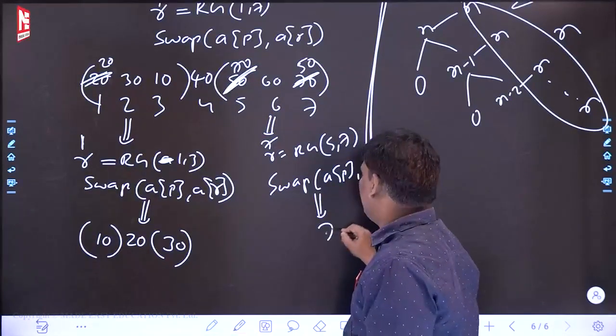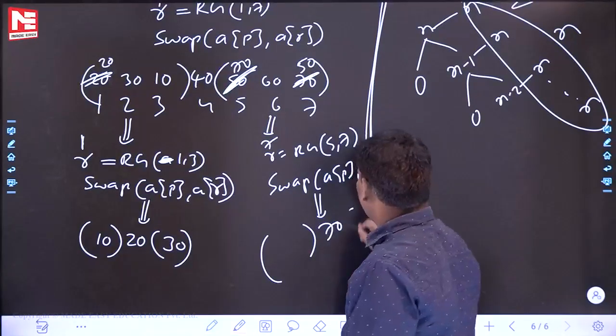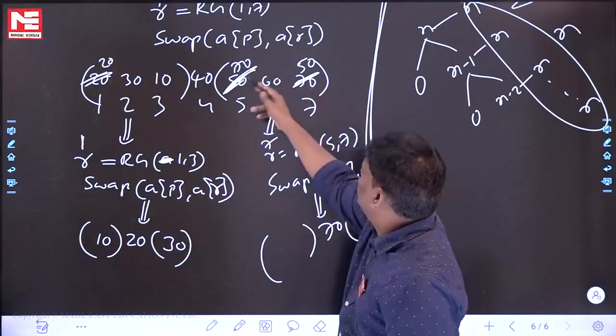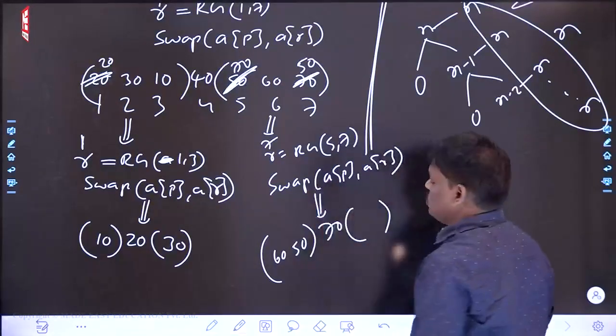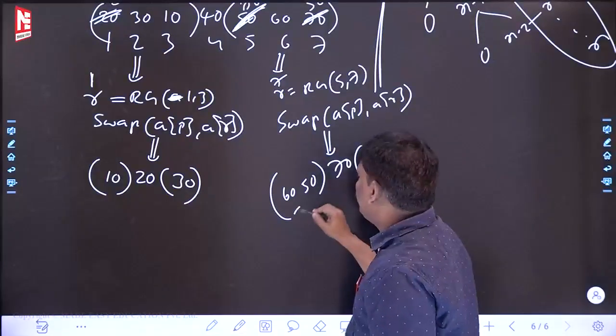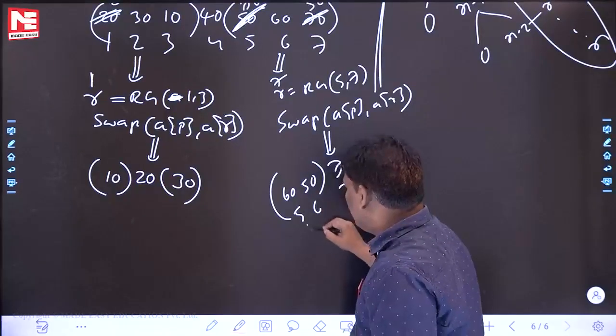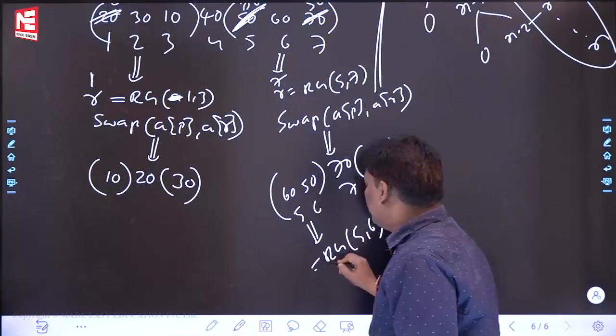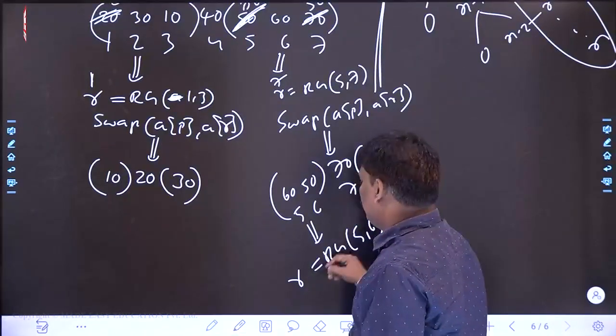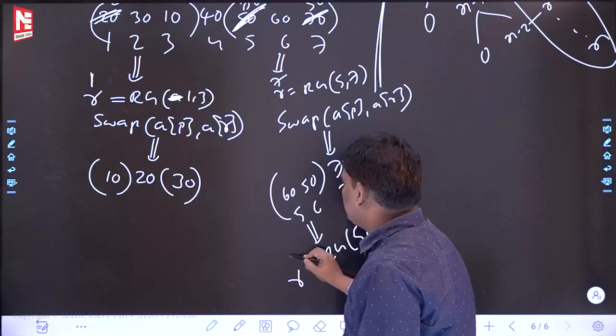Who is the pivot? 70. Less than 70 one side, more than 70 another side. Who is more than 70 here? No one. Who is less than 70? 60, 50. See, again worst partition. Right? Again let me write 5, 6, 7. Now in this, again random generator. Random generator of 5, 6. It will return some number R. Assume that R may be 6.